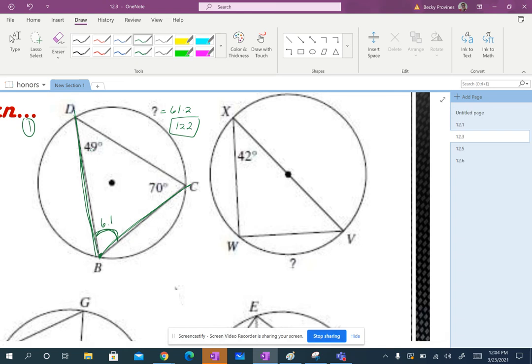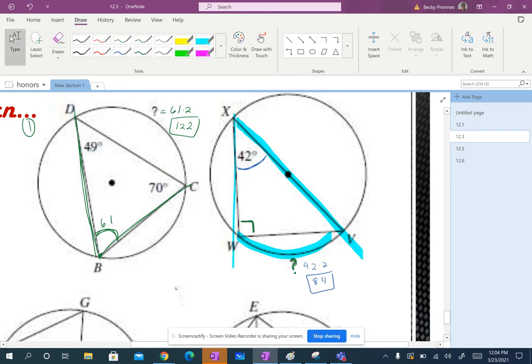All right, next one. Where's the question mark? Oh, it's on here. So how do you get this? First thing I notice is the angle W opens up to a diameter. So that means this is 90 degrees. But really, we don't even need that. What I'm noticing here is that this opens up to this arc. So I'm going to take 42 and times it by 2 to get 84 to get this arc length. And then we're done.